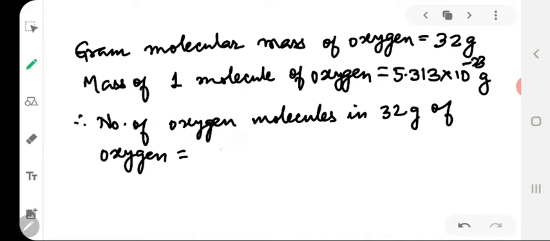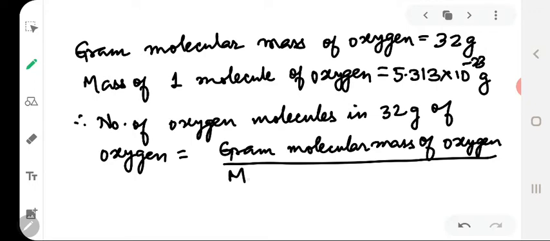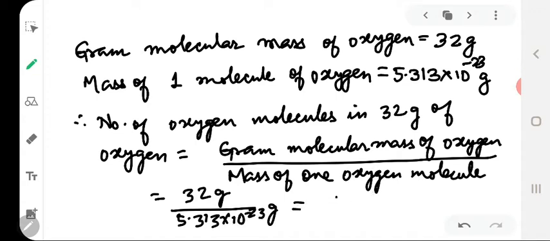This should be equal to gram molecular mass of oxygen divided by mass of one oxygen molecule. So that is equal to 32 gram divided by 5.313 into 10 to the power minus 23 gram, and that is again equal to 6.022 into 10 to the power 23.